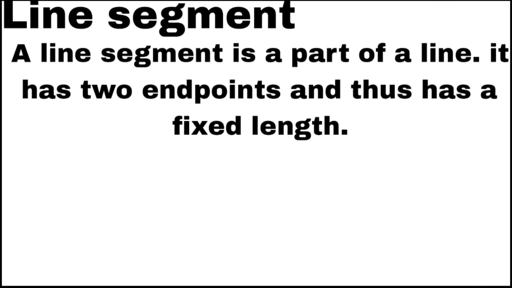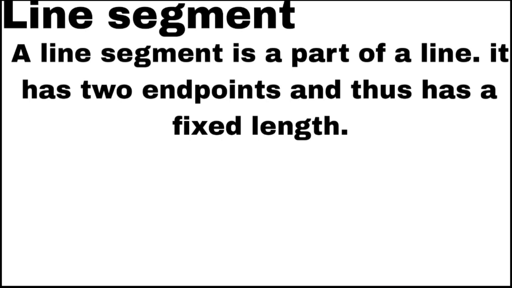Line segments. What is the meaning of a line segment? A line segment is a part of a line. It has two endpoints. A line has no endpoint, but a line segment has endpoints, so it has a fixed length.